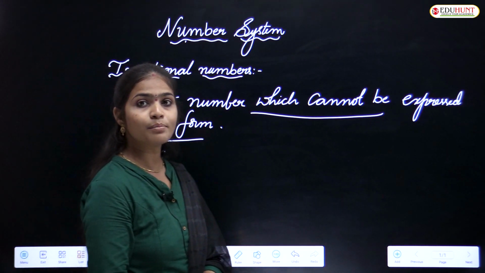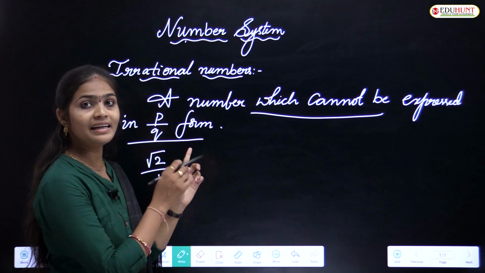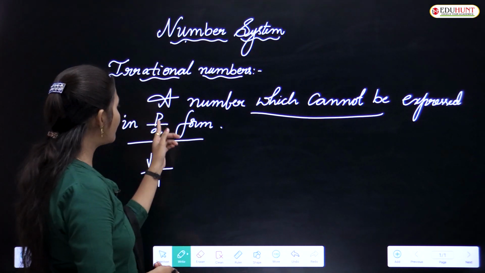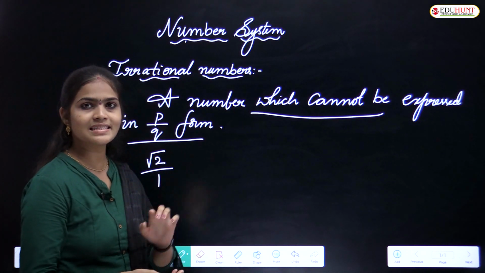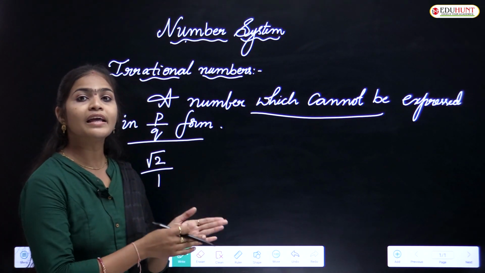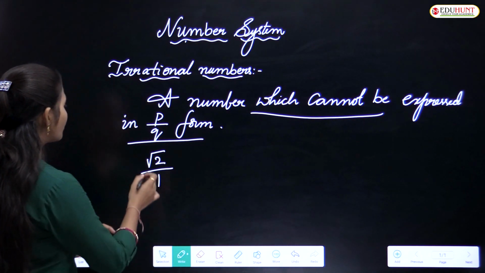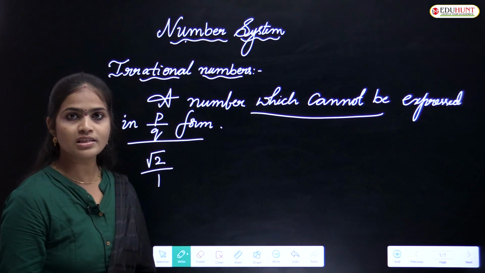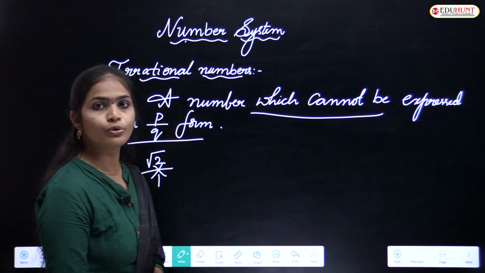In rational numbers, I told you that integers we can express in the form of p by q. So here p by q that I wrote should be integers, then only we can express it in that fractional form. But here root 2 is not an integer. That's why here we cannot write this in the form of root 2 by 1.